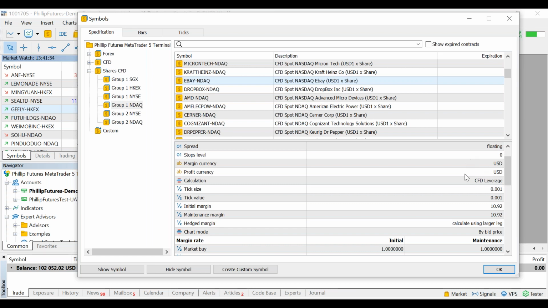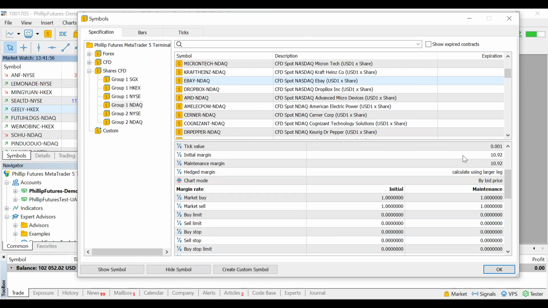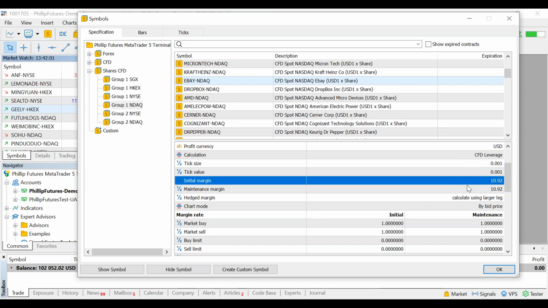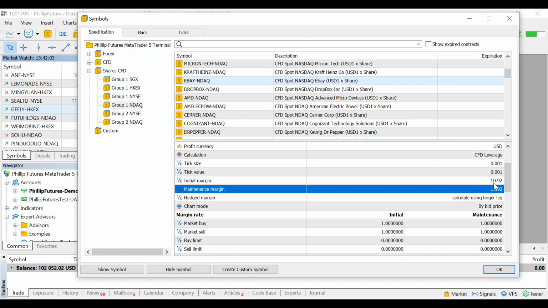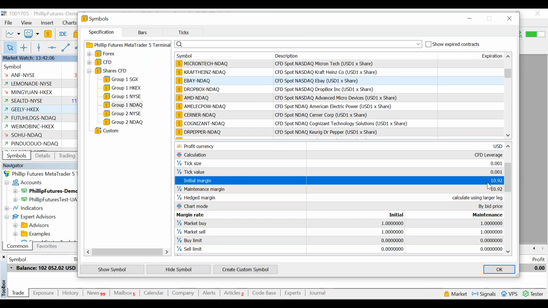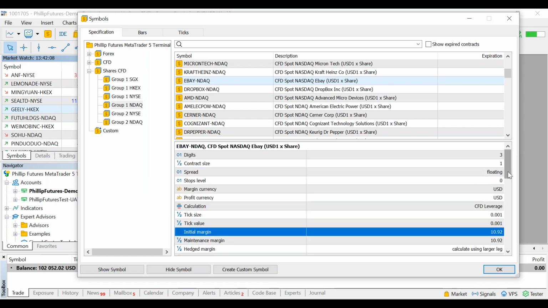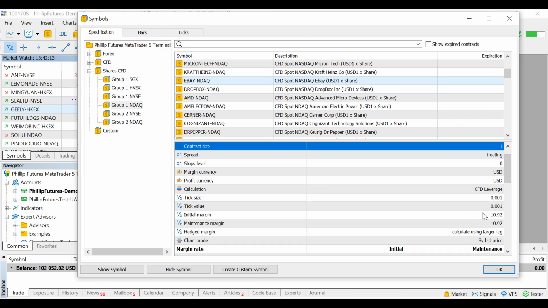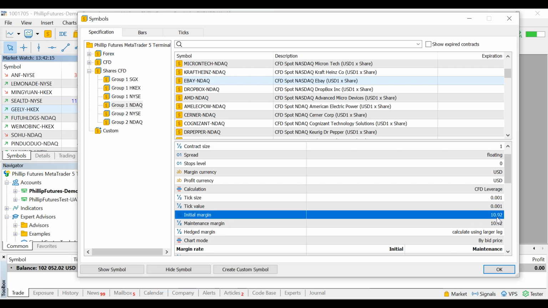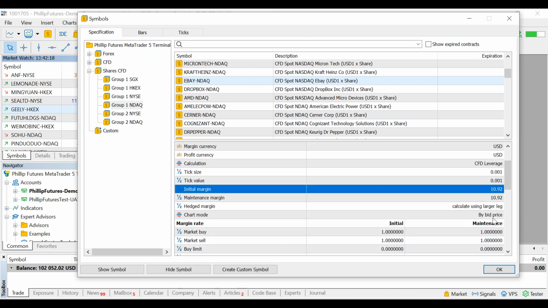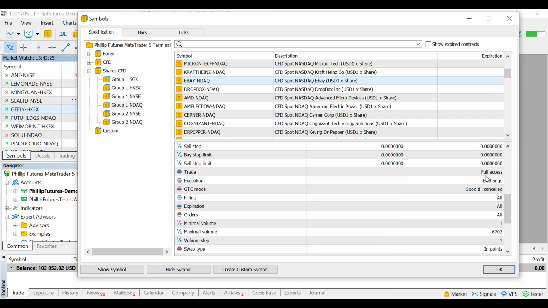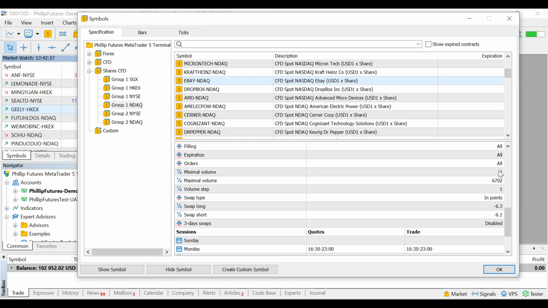Okay, and what are some of the important information? Okay, so this is the one, initial margin. So please bear in mind this is in US dollar. Okay, so to start a contract, a standard lot, which is to start 1 share of eBay, your initial capital, your initial margin is $10.92. Okay, so the maintenance margin happens to be the same. Okay, so this is where you can see. And also the minimum volume is 1.